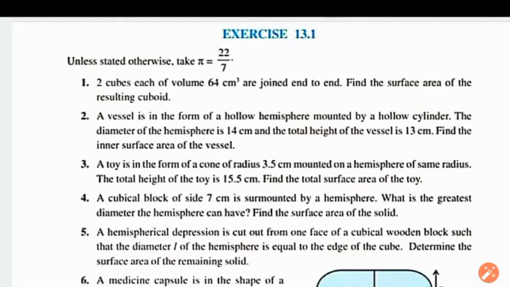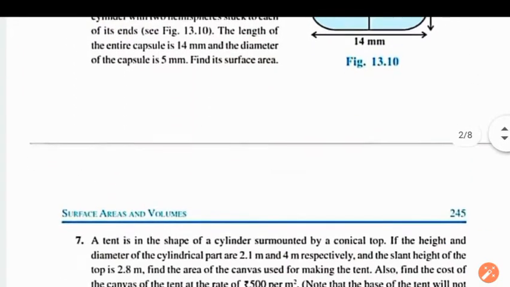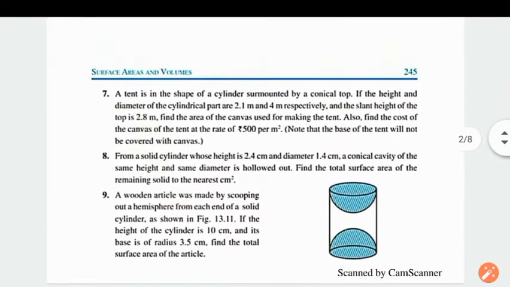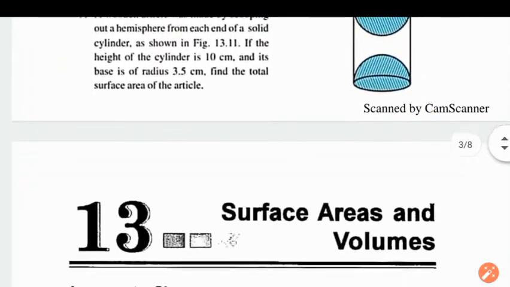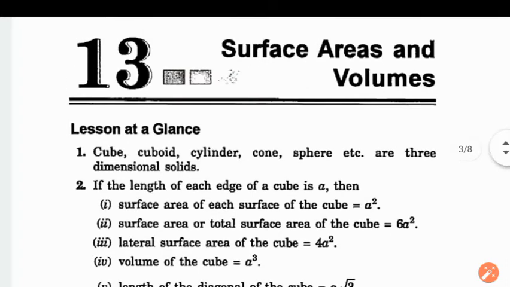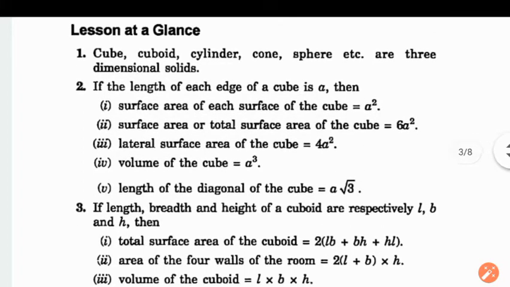Let me show you the exercise which we will solve right now. This is exercise 13.1 from NCERT. You can see how many questions we have in this exercise. Overall we have 9 questions, right? So before solving, chapter number 13 from NCERT, surface areas and volumes, let me discuss all the formulae which we are required to use in this exercise.